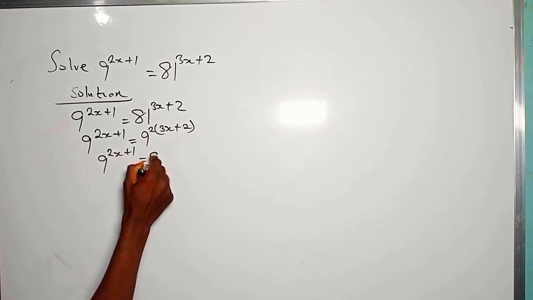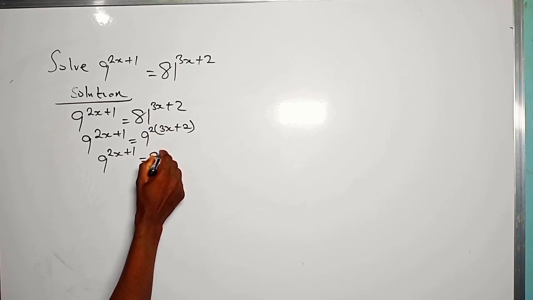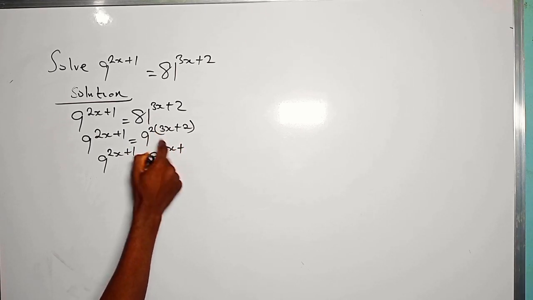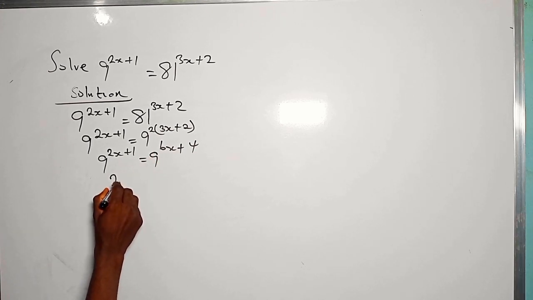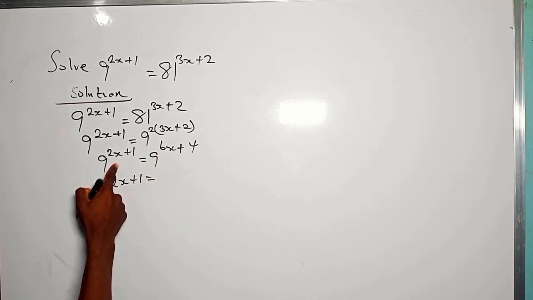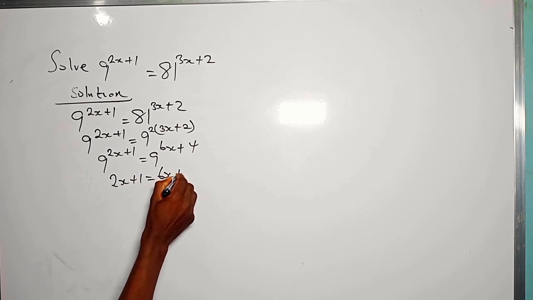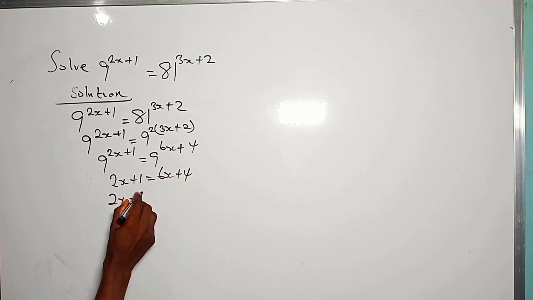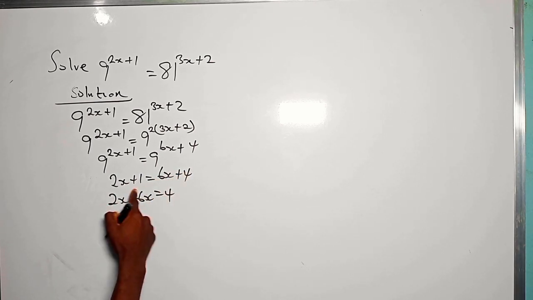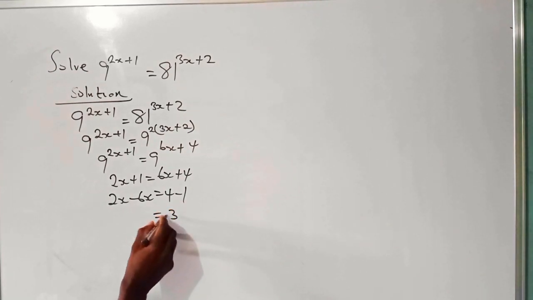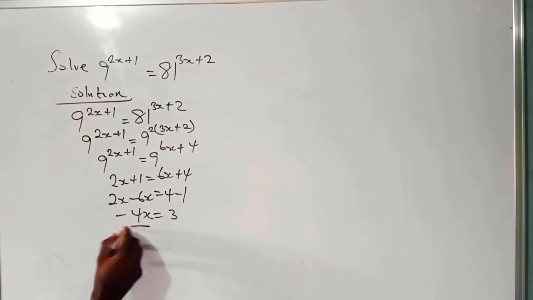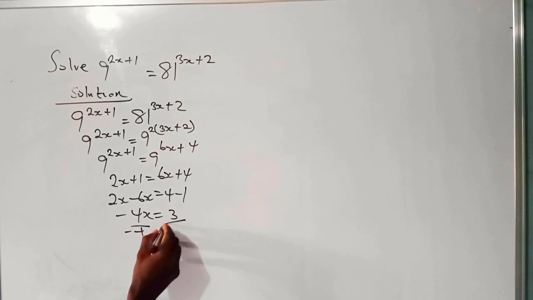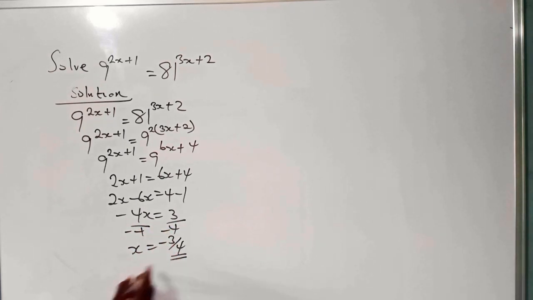So we distribute this with 2. 2 times 3 is 6x, and 2 times 2 is 4. Since we have the same base, we work with the exponents. So here we have 2x plus 1, 6x plus 4. We collect the like terms. Here we have 4 minus 1, this one is 3. For 2x minus 6x is minus 4x. We divide both sides by minus 4, so we have x to be minus 3 over 4.